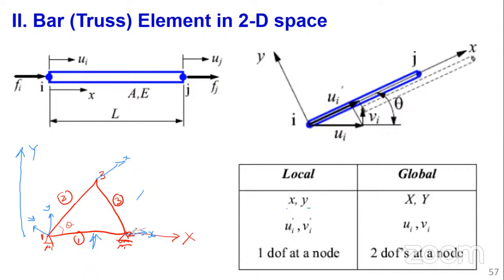So, to do this, we need to obtain what is called a transformation matrix. And this is the core of today's lecture. How do we derive the transformation matrix?